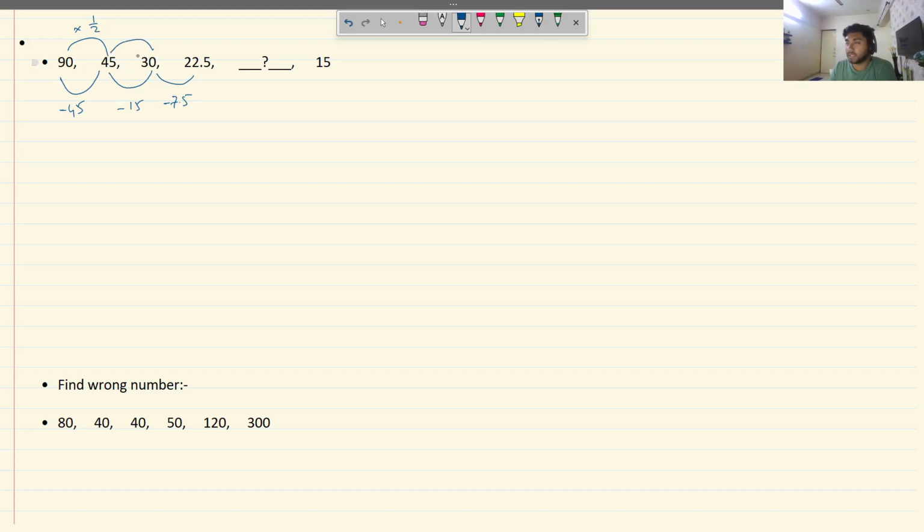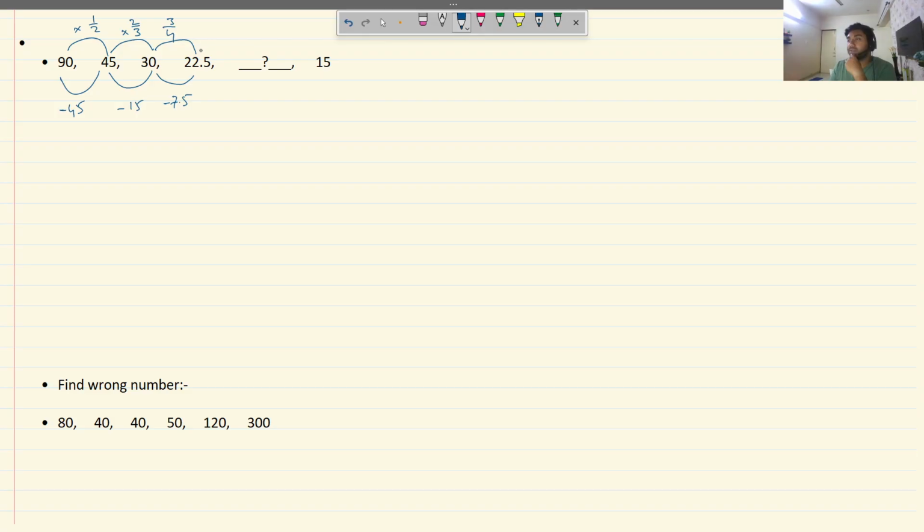45 से 30 जाने के लिए I can multiply 45 with 2 to get 90 and divide by 3 to get 30. So multiply 45 with 2 by 3, and 30 से 22.5 पे जाने के लिए I can multiply 30 with 3 to get 90 and divide by 4 to get 22.5.